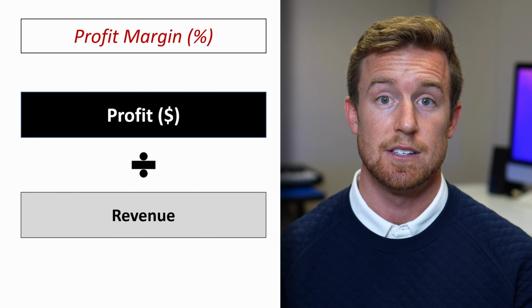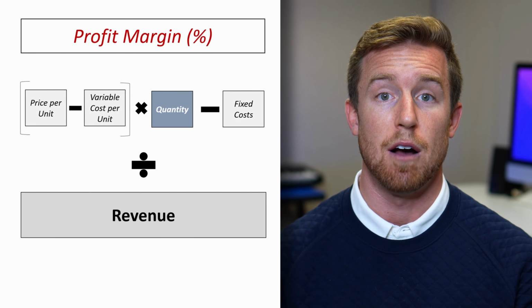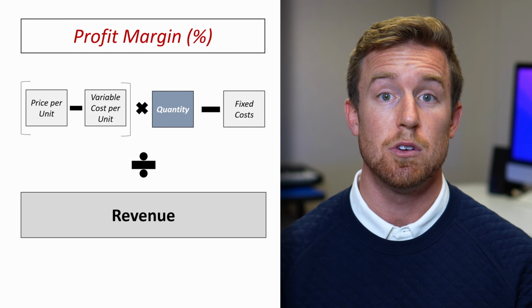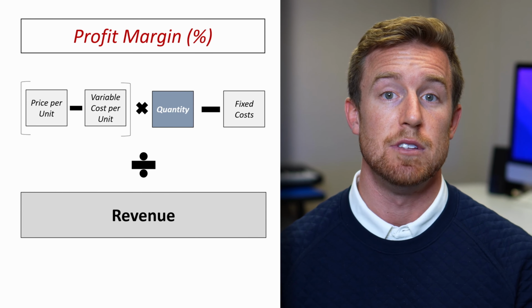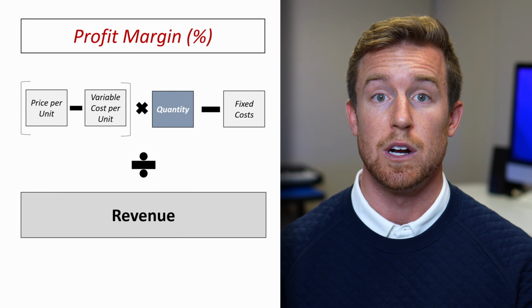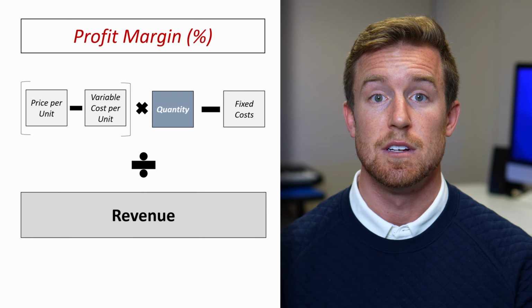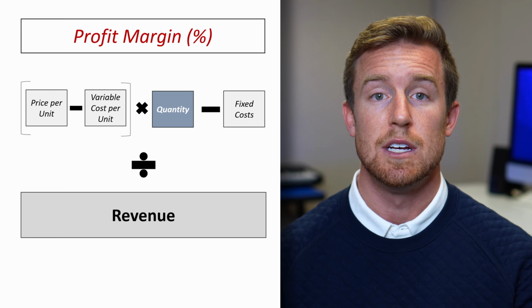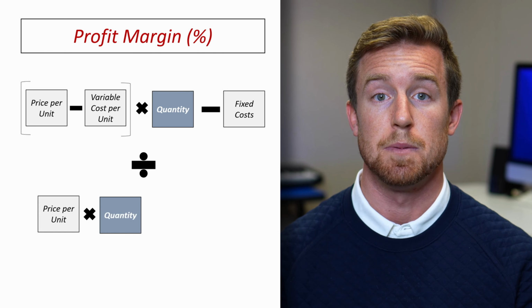post expenses. If we take our profit and we use the equation we built earlier, we can simplify it into the price per unit minus the variable cost per unit multiplied by the quantity minus our fixed costs. And then we can simplify revenue into our price per unit multiplied by our quantity.